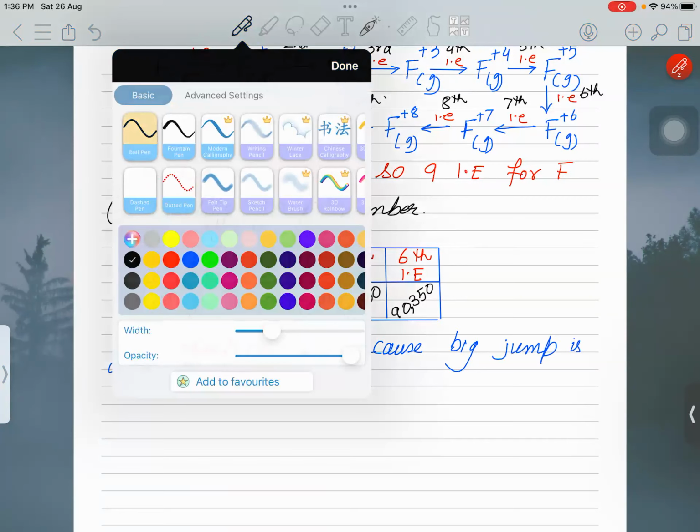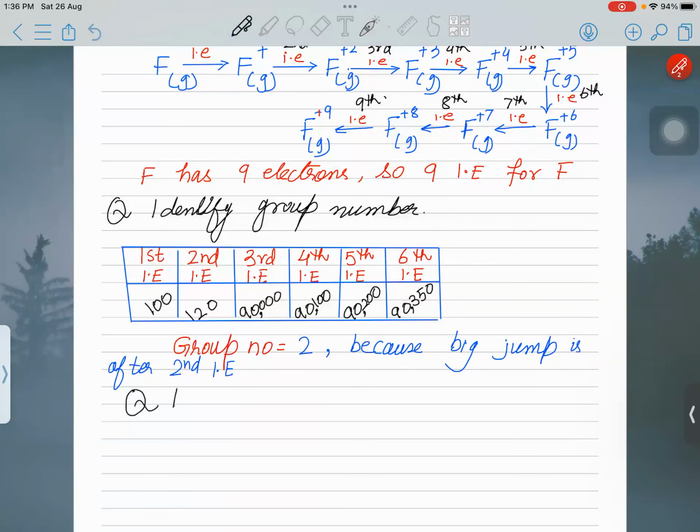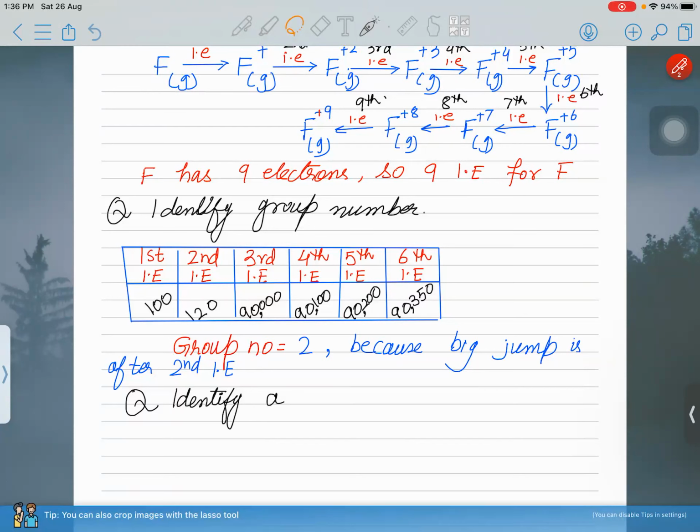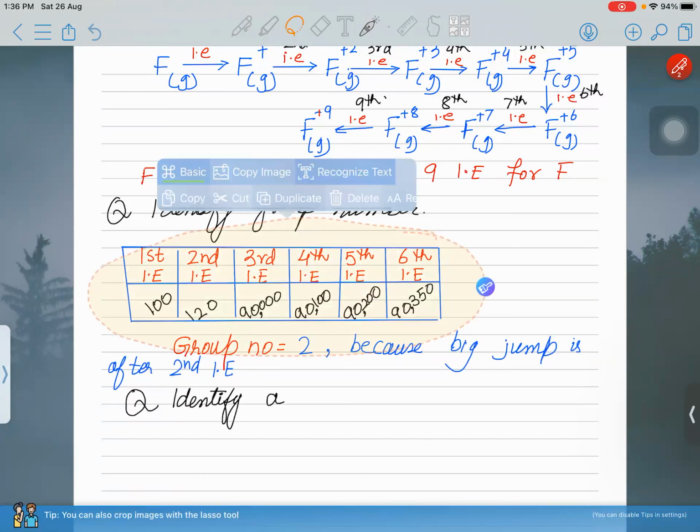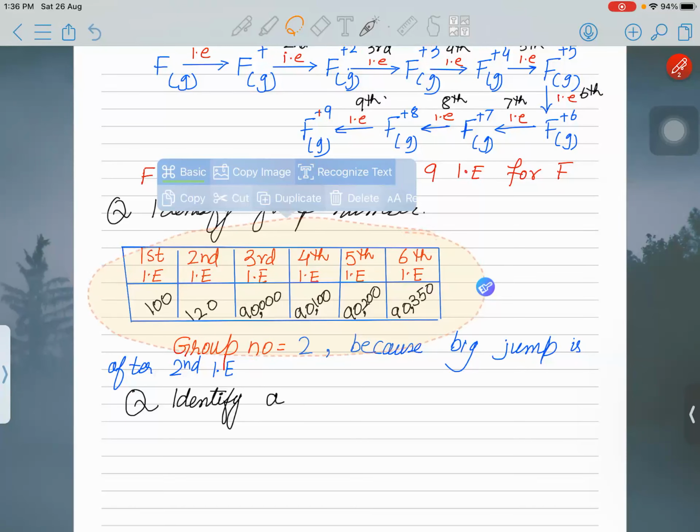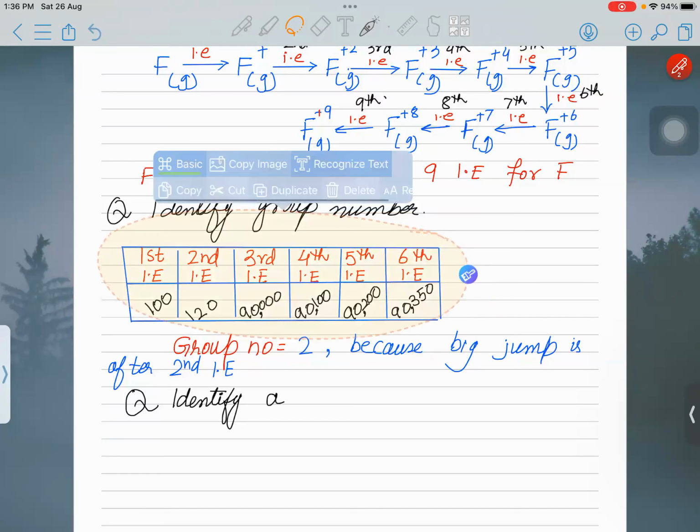Now next question. All questions are from past papers. Identify. Wait, sir, how could we tell the period number based on the first question? No, we cannot predict the period number in this question. In such questions, the period number is always given. Through the graph you can predict the group.